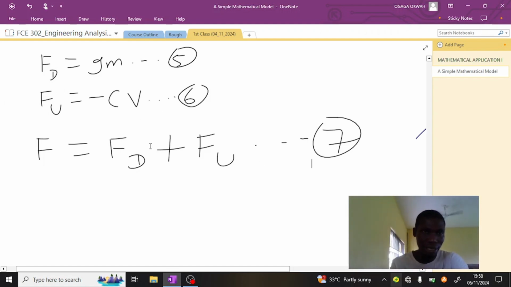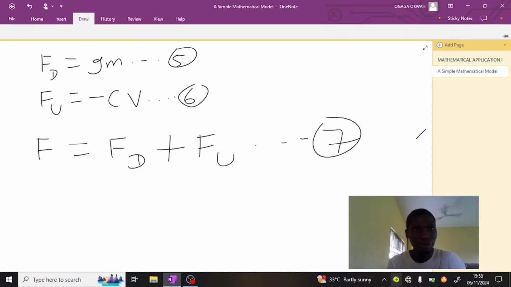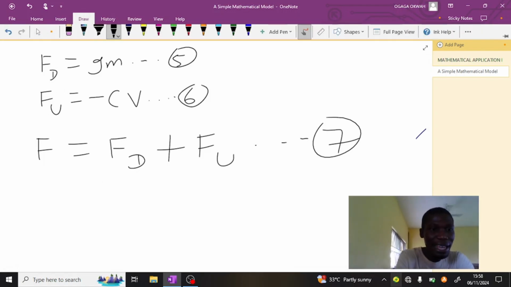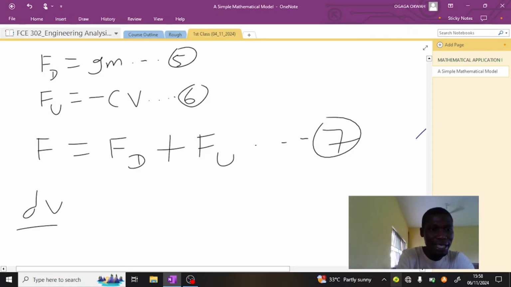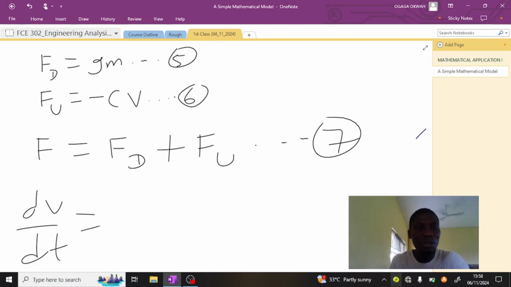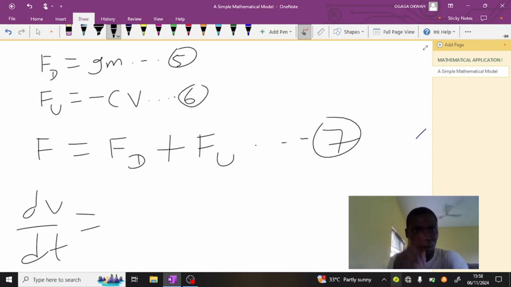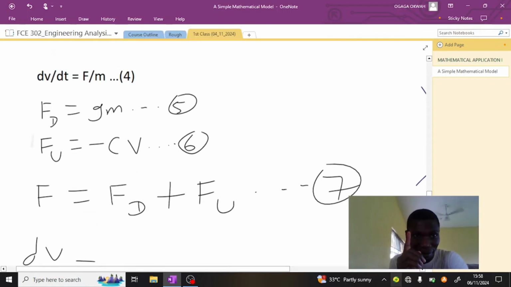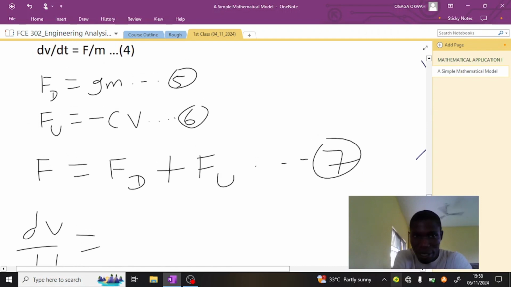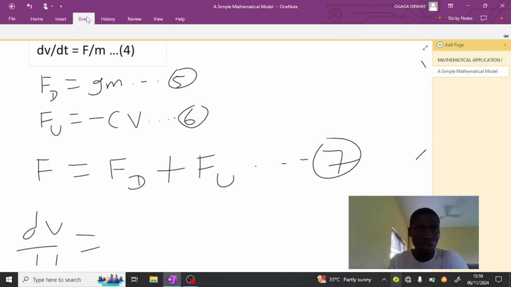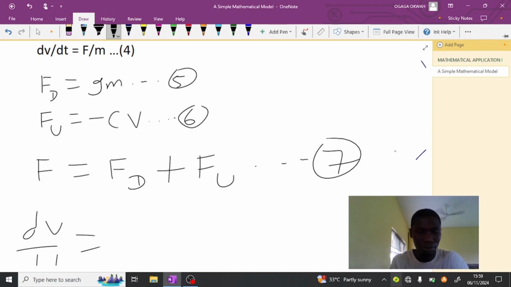Since we've gotten what this is, now we can say dv/dt from equation 4, right? Equation 4: dv/dt equals F over m. But in this case, our F now is the sum of Fd and Fu. Let me not jump, okay? Let me just write the whole thing.